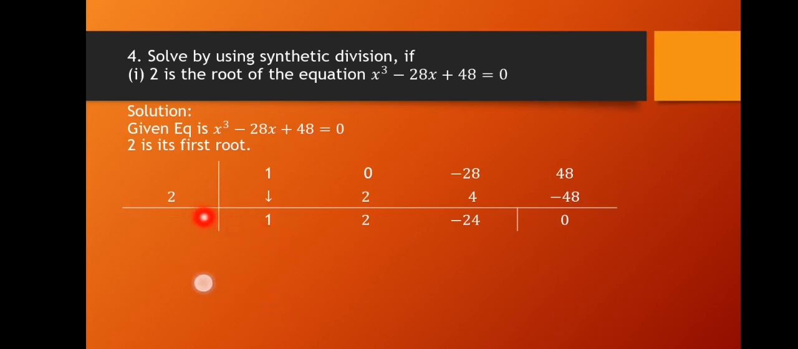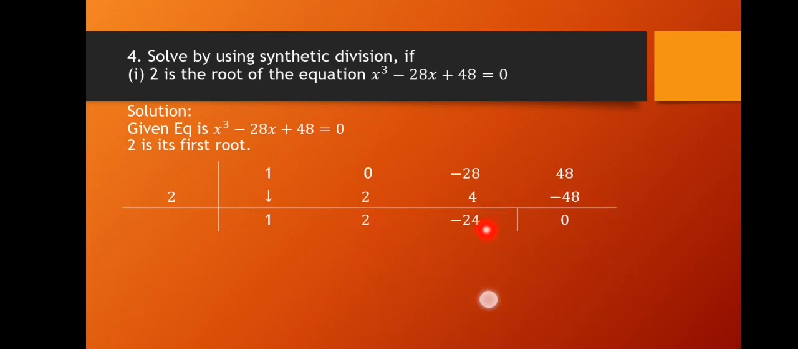Next term will be 2 multiply 1 is equal to 2. 0 plus 2 is equal to 2. 2 multiply 2 is equal to 4. 4 minus 28 is equal to minus 24, and minus 24 into 2 is equal to minus 48. Remainder is 0. Since we were given that 2 is the root of the equation, the root of the equation always gives remainder is equal to 0 if we divide the polynomial by it.